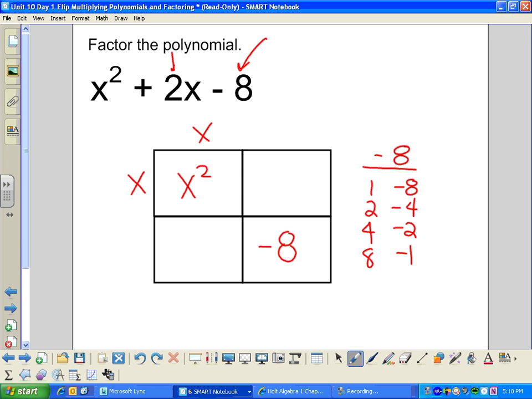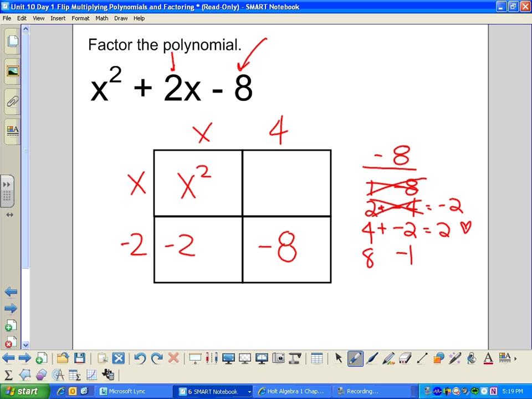Okay, so I've got to add these two together and see if they make 2. Well, no. 2 plus negative 4, let's see, that gives me negative 2. That's not right. 4 plus negative 2. Yeah, that's what I want. So I'm going to make this 4, and this one negative 2. It doesn't matter which is which.